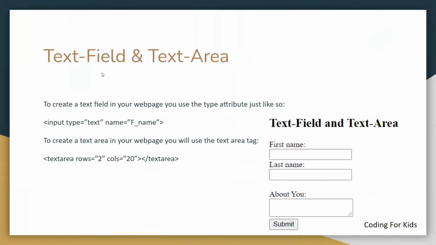So now let's look at the text field and text area. To create a text field in your web page, you use the type attribute. Right here you can see the input type equal to text because it's a text field. You can see right here we have some text fields that are asking for first name and last name. To create a text area in your web page, you will use the text area tag. There is an actual tag for the text area, and the attributes inside are the rows and columns. It decides how many rows you have and how many columns you have. That is the text field and text area. The text field is almost like a one-word answer, while the text area is more like multiple sentences. That's the difference between both of them.